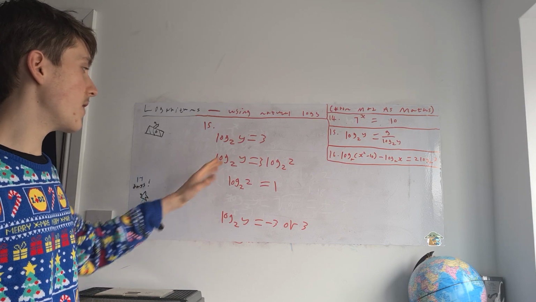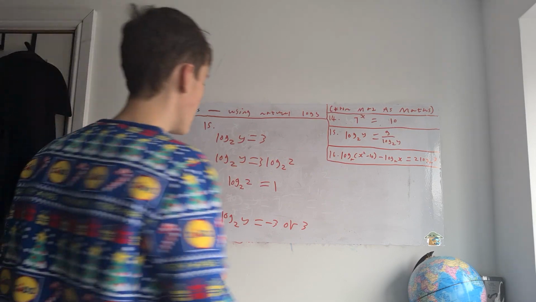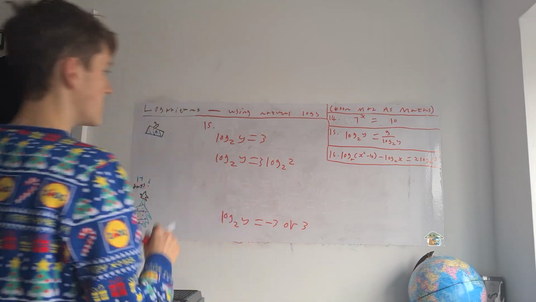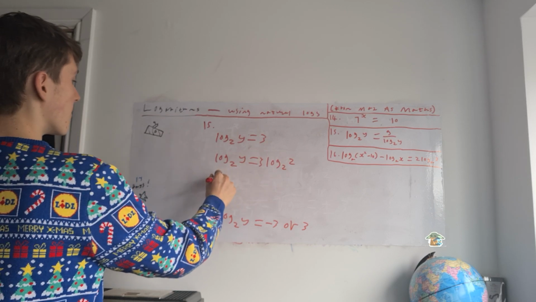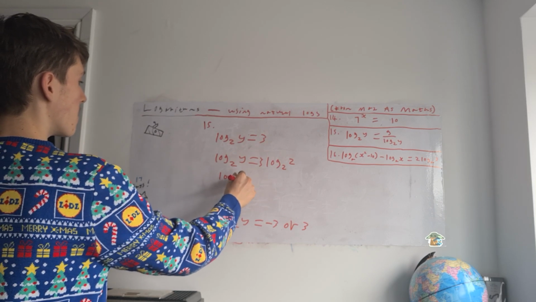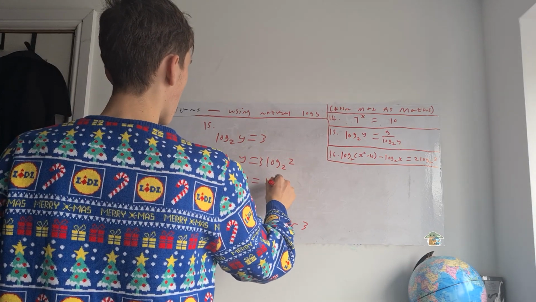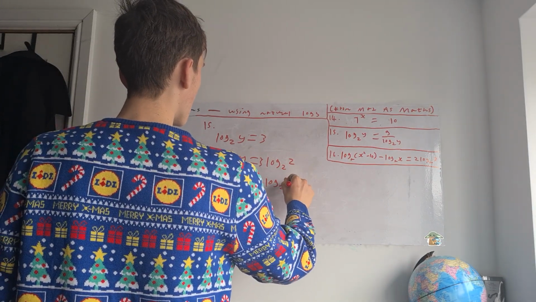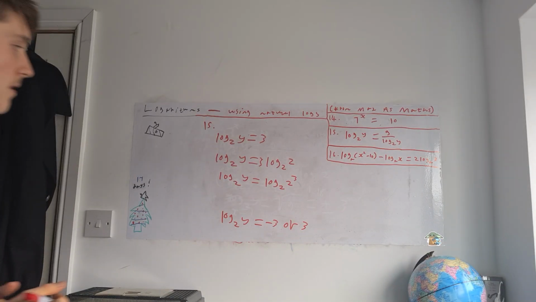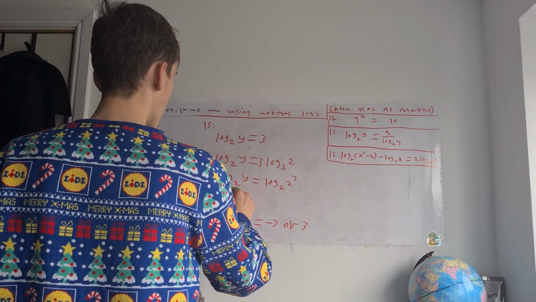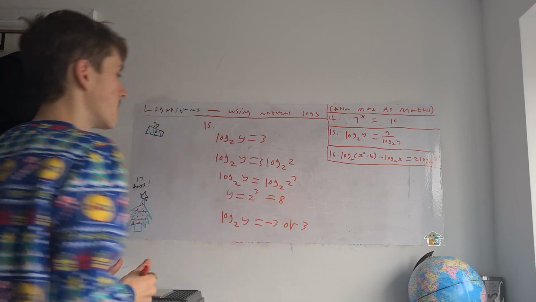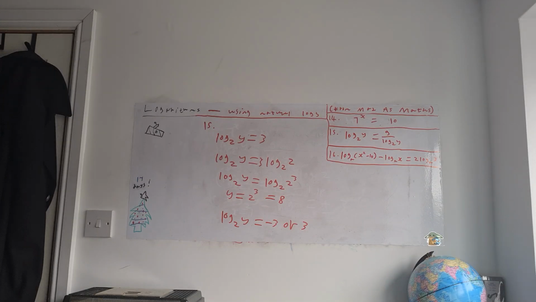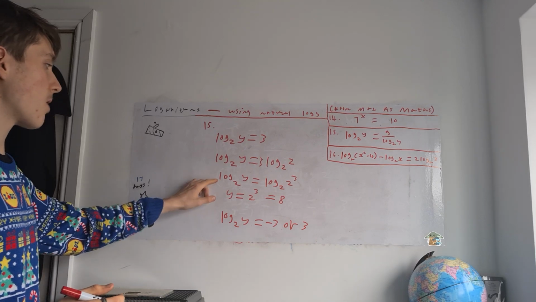So now this looks much nicer, doesn't it? We can solve this quite easily. You have log base 2 of y is equal to 3 times log base 2 of 2. So you have log base 2 of y is equal to log base 2 of 2 cubed. Okay? So now you can just get rid of the log base 2 there, you get y is equal to 2 cubed, which is equal to 8. Okay? Hope you saw where I got that from.